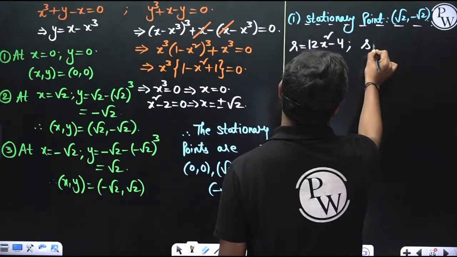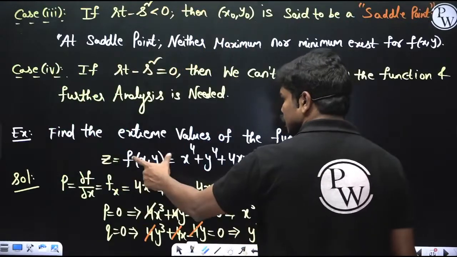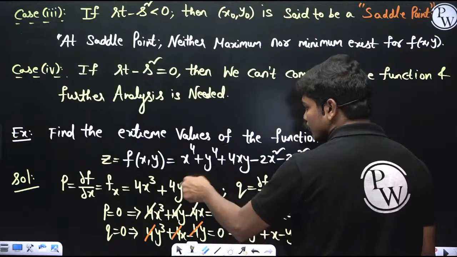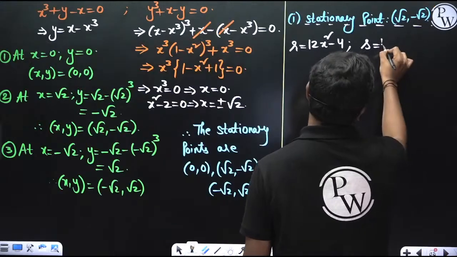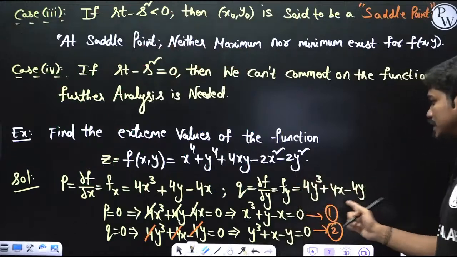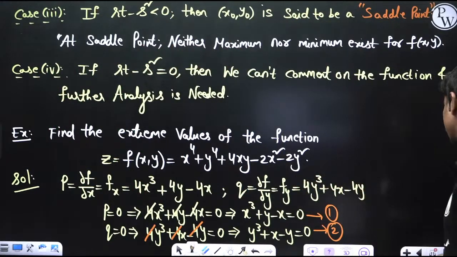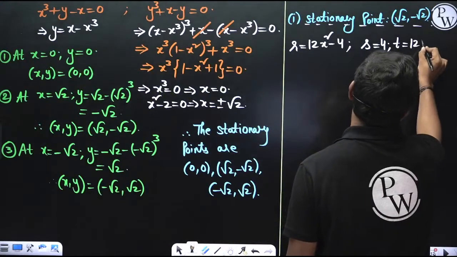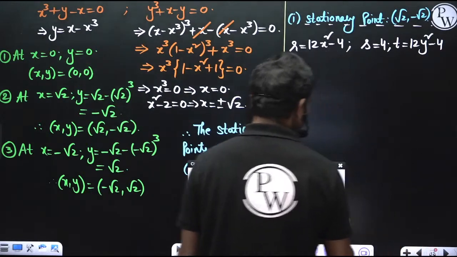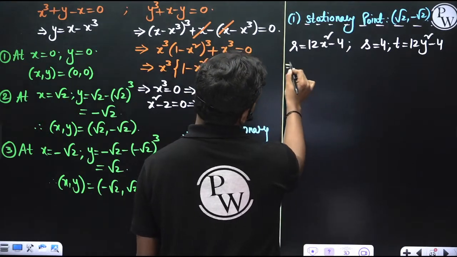Okay, what is s? You differentiate this function with respect to y, then you will end up with only 4. So this is 4. And what about t actually? So t is differentiating this with respect to y once again, 12y square minus 4 is what you get. So 12y square minus 4.